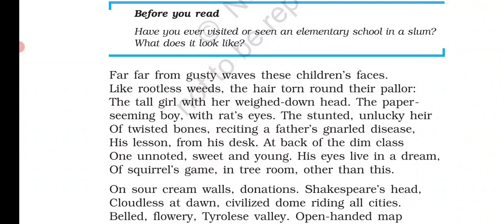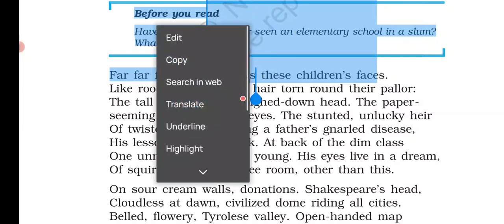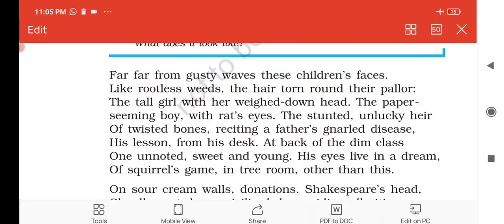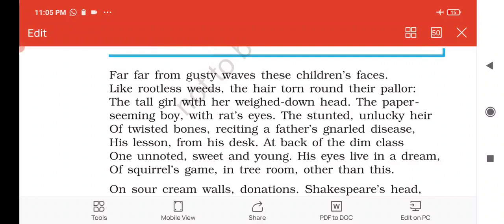Images: when you read a poem, or read a statement, suddenly an image forms up in your mind. That is an image. And what is symbolism? Symbolism means when something symbolizes something else, for example, a tiger symbolizes bravery. This is called a symbol. In this poem, the gusty waves is an example of an image. And what does it symbolize? That these people are in a place where the atmosphere is choked. They are far from gusty waves, right?